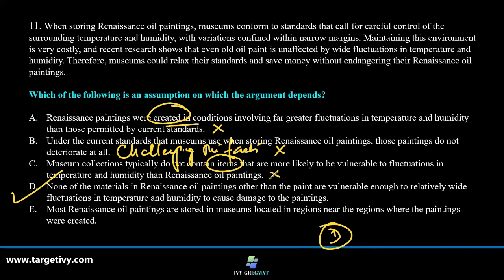located in regions near the regions where the paintings were painted. No, nothing is out of scope. Option D is the correct answer. Let's move to the next one.